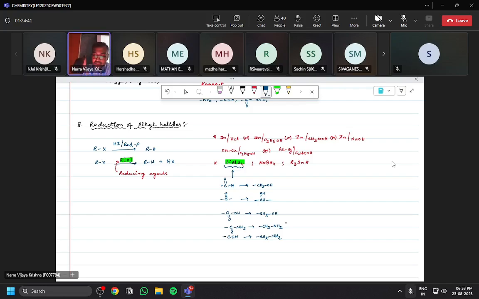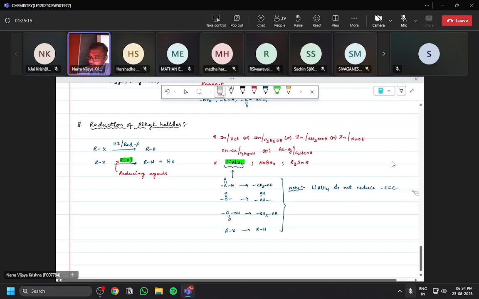Respond. So instead of all this, an important point we discussed, you missed. Alkyl halides convert to alkanes. Our chapter is about that, right? So one important point, note. Lithium aluminum hydride does not reduce carbon-carbon double bond unless it is adjacent to benzene ring.